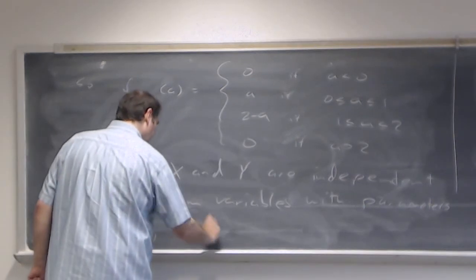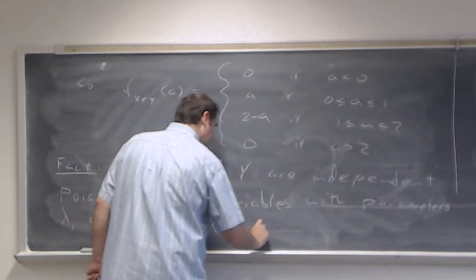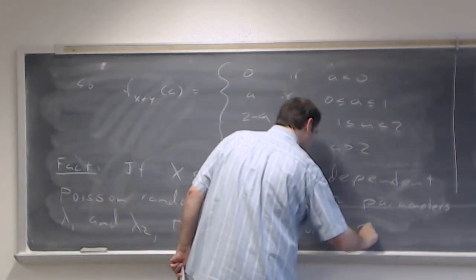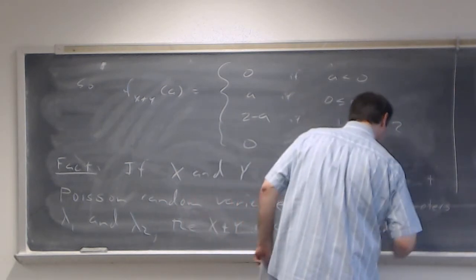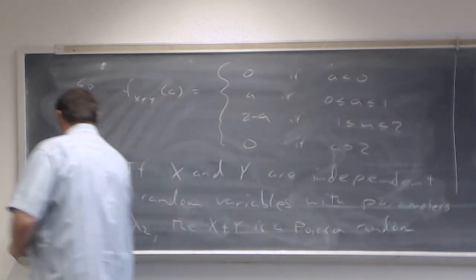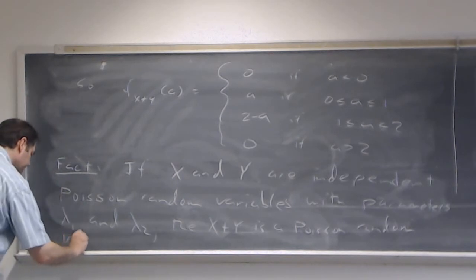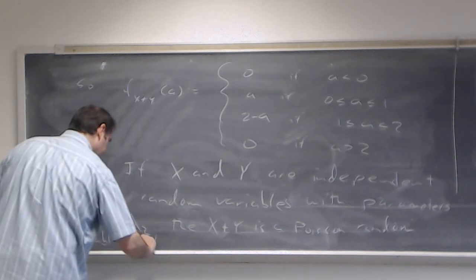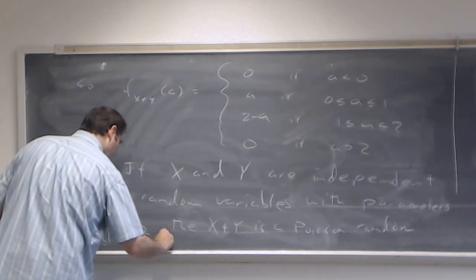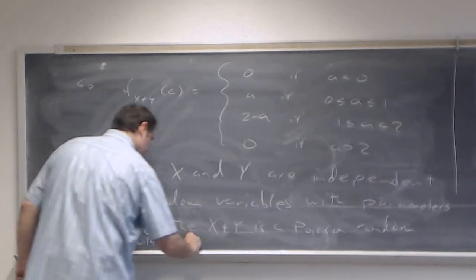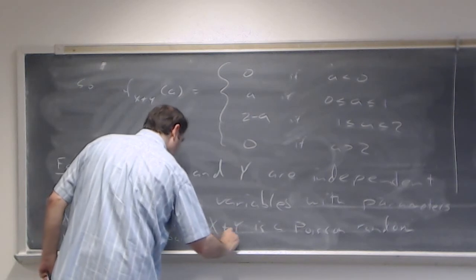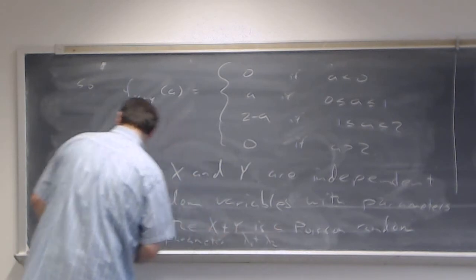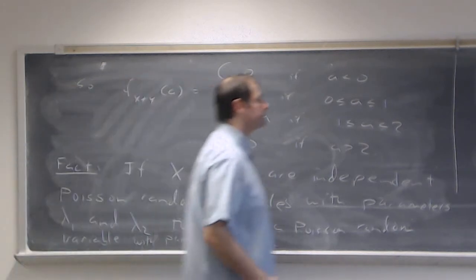Then, x plus y is a Poisson random variable with parameter lambda 1 plus lambda 2. Okay, we're going to prove this.